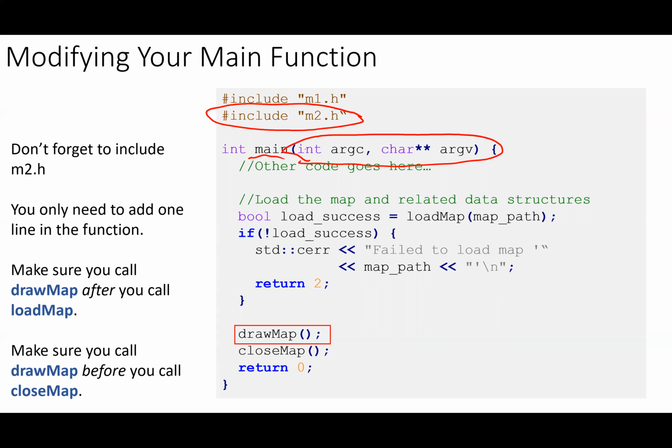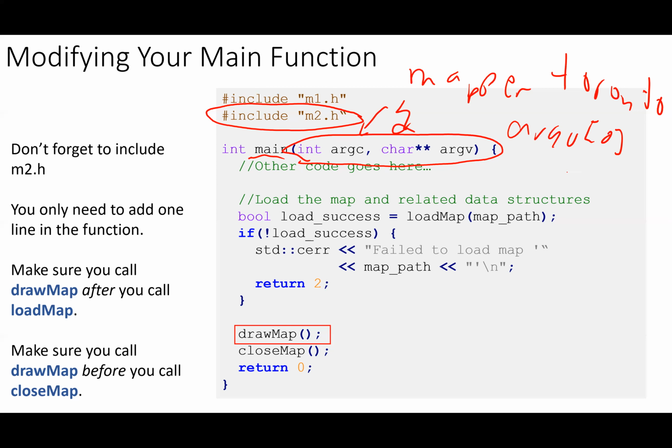Does anybody know what those are? Okay, these are command line arguments. This is how C and C++ programs can get command line arguments. So if I typed mapper Toronto at the command line, so say I wrote that, then argc would be 2, okay? And argv of 0, the first C string, would be mapper.